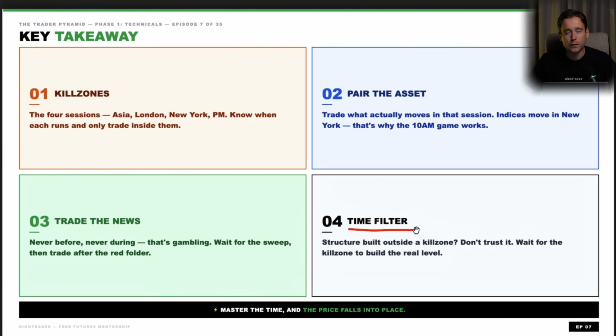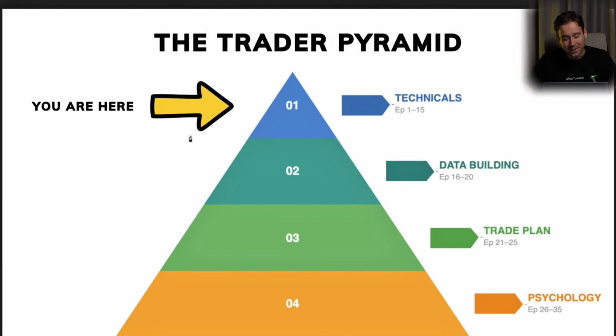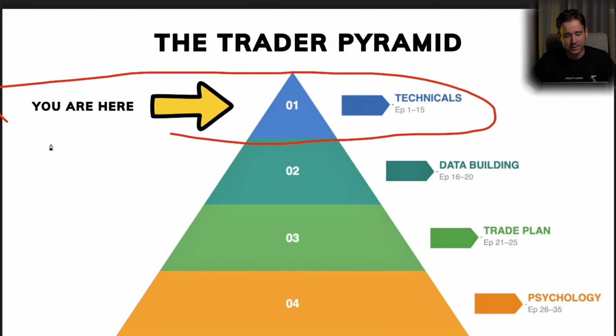And if you use a time filter in your trading, your win rate will be so much higher because you just wait for the structure to form inside the correct time, and then you can trust it way more. And that means when you execute inside the correct time with the correct structure, your trade will go to your profit targets way more often than if you don't do that. So master the time and the price will follow. It will fall into place. And now you build the 7th layer of the trader pyramid inside the technicals.